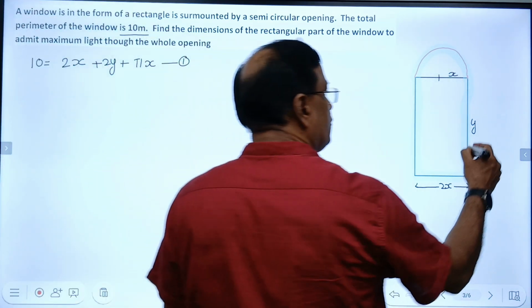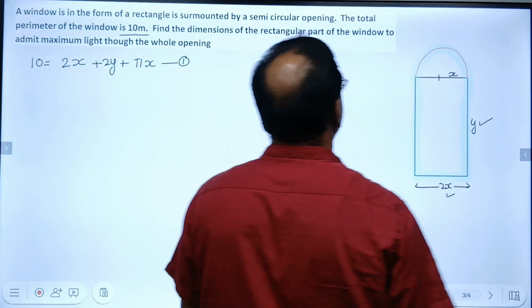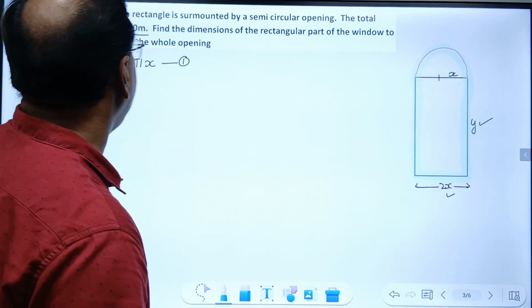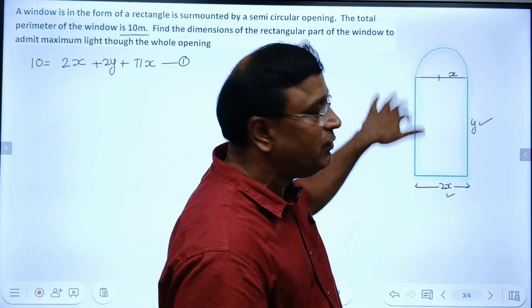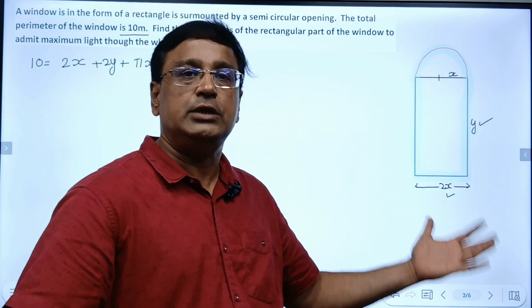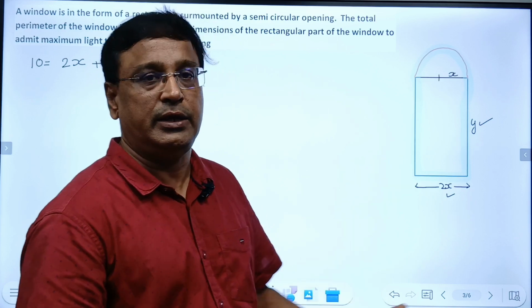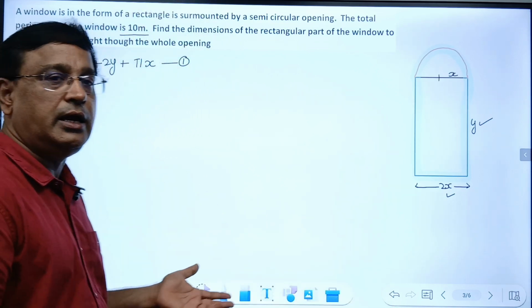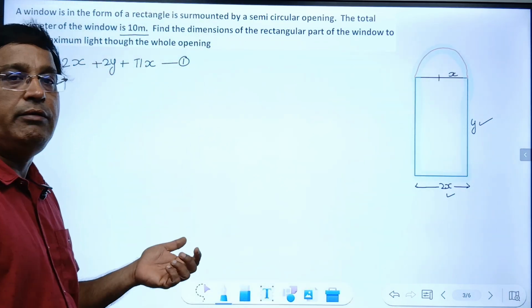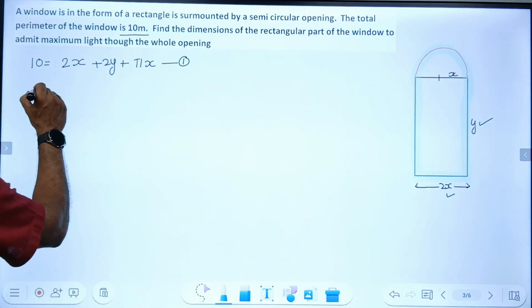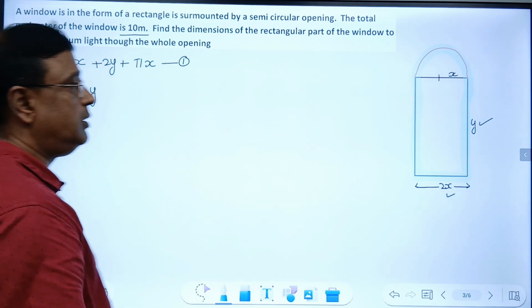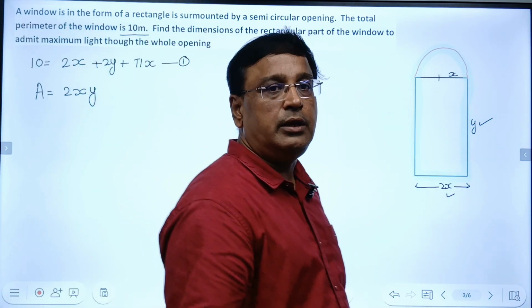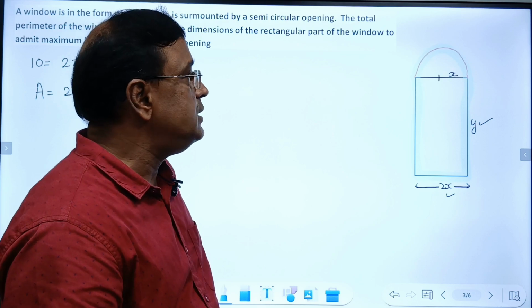Now find the dimensions of the rectangular part of the window. That means it's asking me to find y and 2x so that the maximum light enters through the opening. You get maximum light when the area of the window is large. So I have to maximize the area. The area of the rectangular portion will be 2x into y, length into breadth.